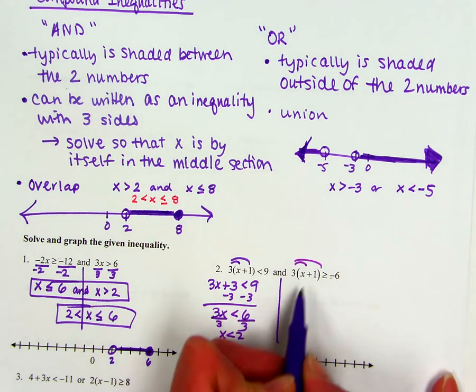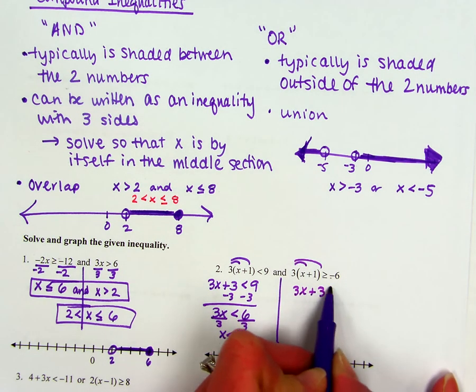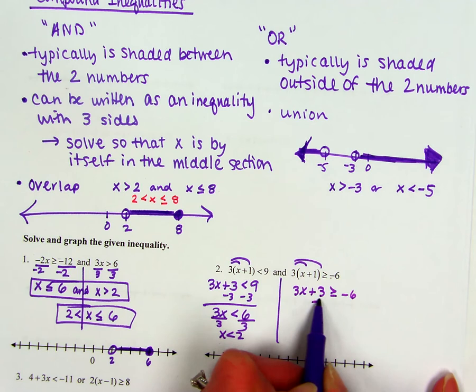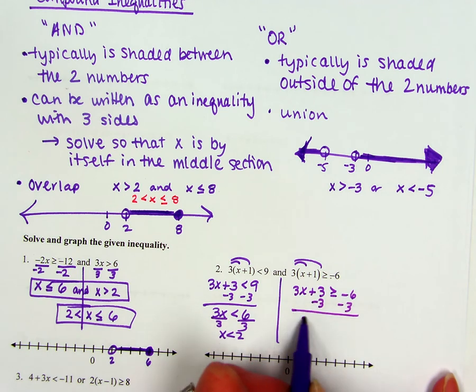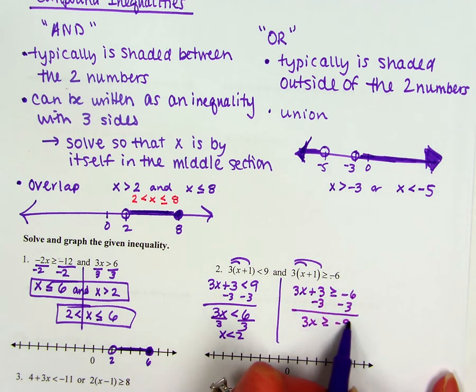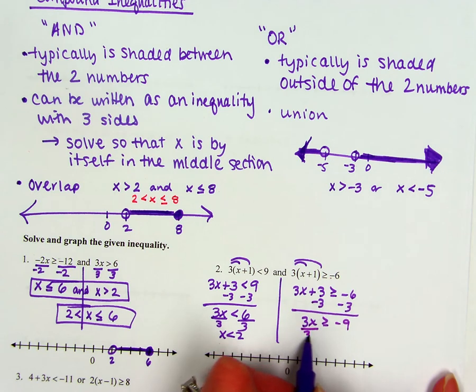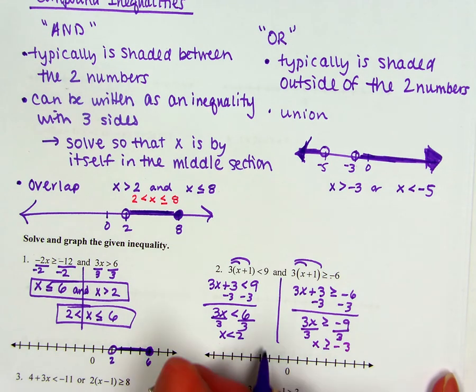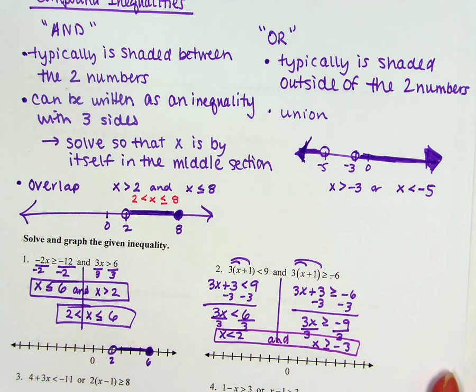Over here, we're going to distribute also. So 3x plus 3 is greater than -6. Here, we're going to subtract 3. 3x is greater than or equal to -9. And then we're going to divide by 3, and we get x is greater than or equal to -3. So your answer could be listed, x is less than 2 and x is greater than or equal to -3. Or the other way you could see it is x is in between -3 and 2.